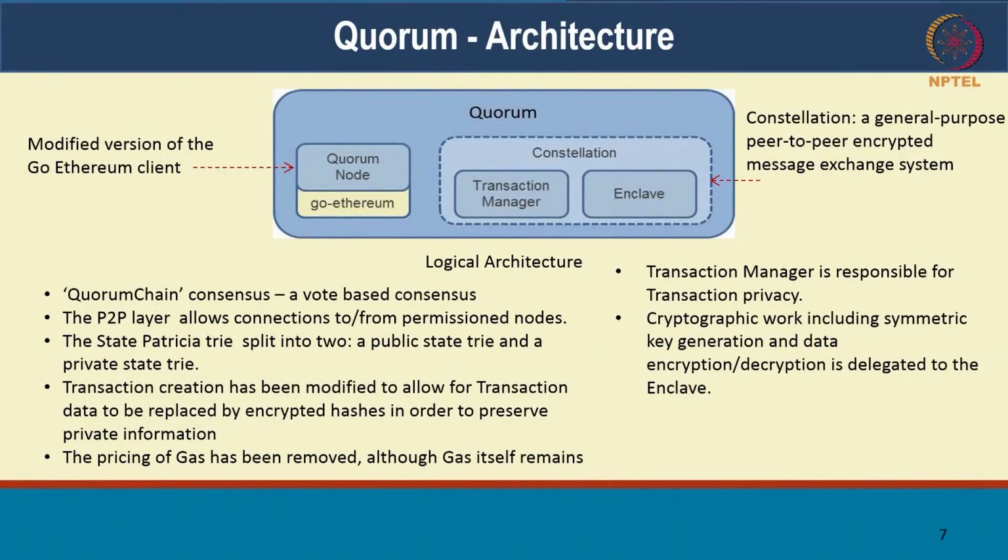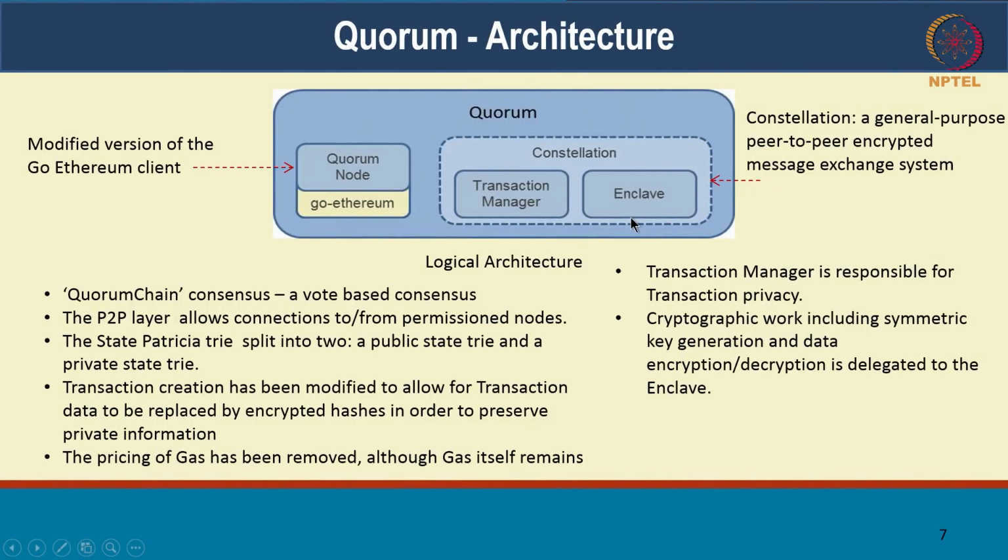So we talked about how gas acts as a fuel for transaction execution. In Quorum, there is no pricing involved, but gas itself remains, right? They have kept gas itself so as not to make too many code changes. And the transaction manager is responsible for transaction privacy. Again, I'll talk about that when we talk about the public state and the private state. And the transaction manager doesn't hold any secret information.